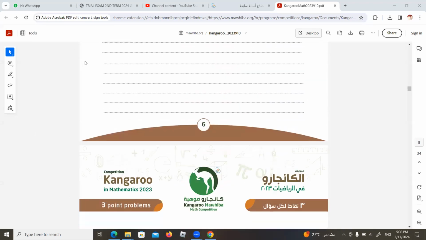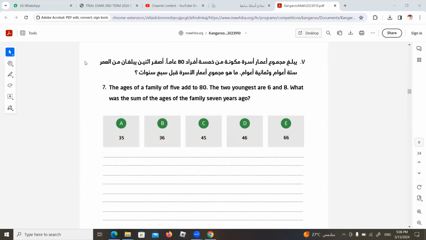We're going to the last problem today, inshallah. The last problem is about the ages of a family of 5 that add to 80. It means we have a family consisting of 5 members, and the sum of their ages is 80.